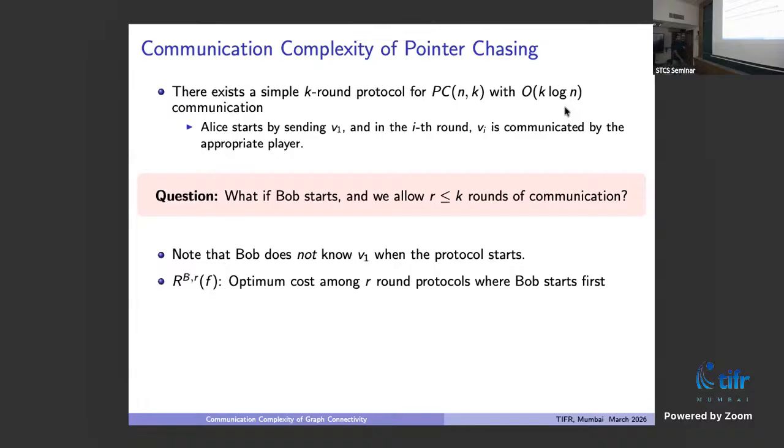So this quantity is of interest to us, and therefore I'll introduce this notation with superscript B denoting that Bob starts first, and superscript R meaning you have R rounds of communication. I'm interested in the complexity of protocols that compute VK.